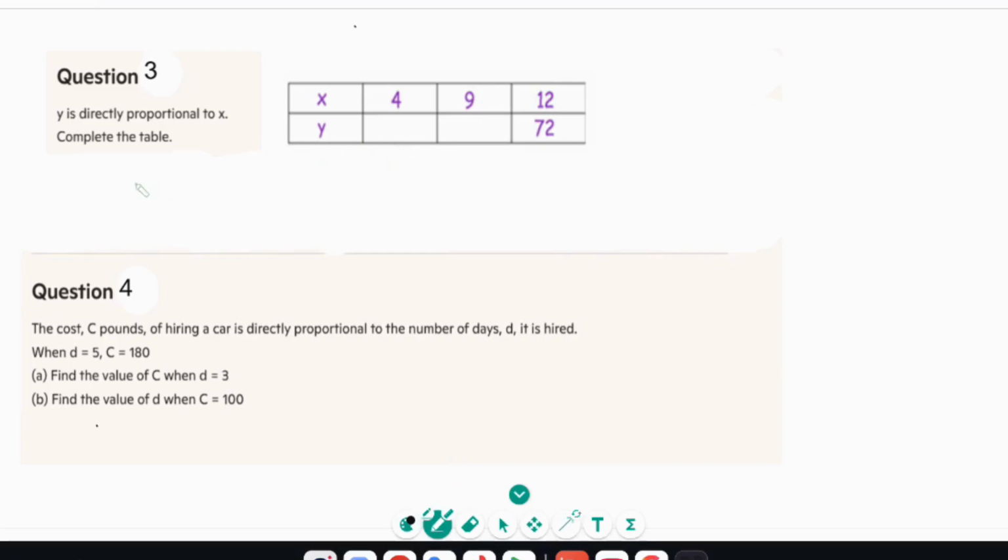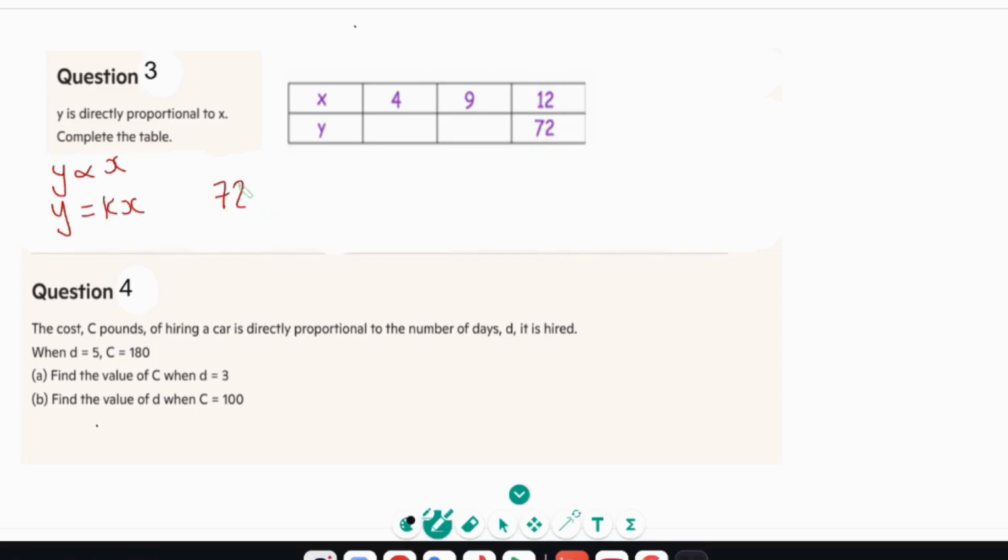Okay, these next two questions are direct proportion in a slightly different style, but it's the same idea. So y is directly proportional to x, complete the table. Y is directly proportional to x. Then we can write y is equal to kx. Right, these are unknown values. We'll sub those in to find k.